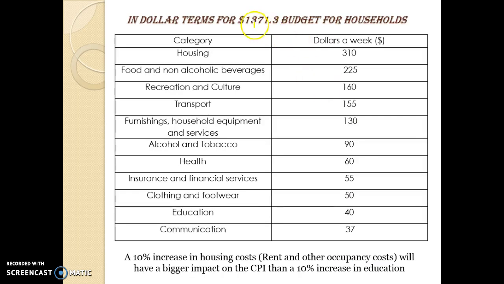So it's also worked out that the average household income is about $1,371. Of that $1,371, about $310 is being spent on housing, $225 on food, all the way down to $37 on communication. So what's important to recognise is that if the price of housing went up 10% and the price of, say, communication went up 10%, the increase in housing prices will have a bigger impact on the CPI inflation because it receives a higher weighting.